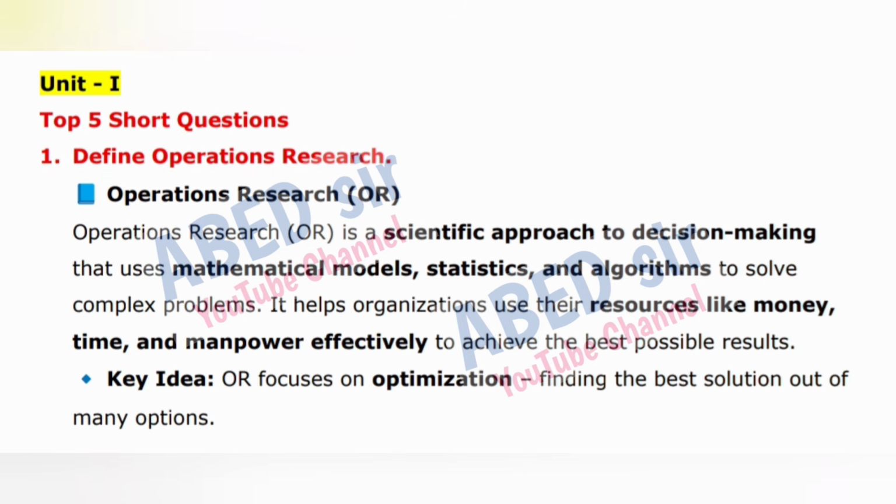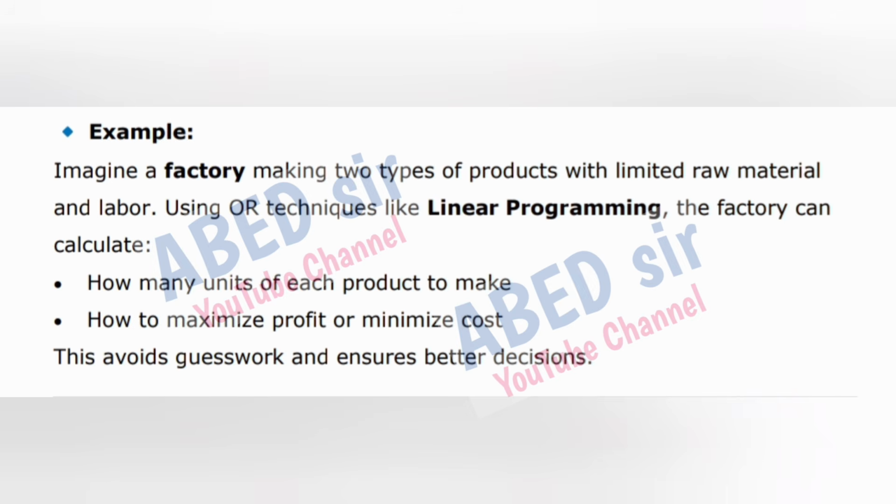Operations research, or OR, is a scientific approach to decision-making that uses mathematical models, statistics, and algorithms to solve complex problems. It helps organizations use their resources like money, time, and manpower effectively to achieve the best possible results. Key idea: OR focuses on optimization, finding the best solution out of many options.